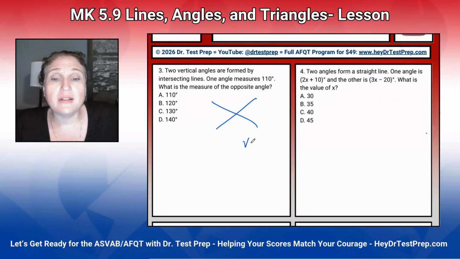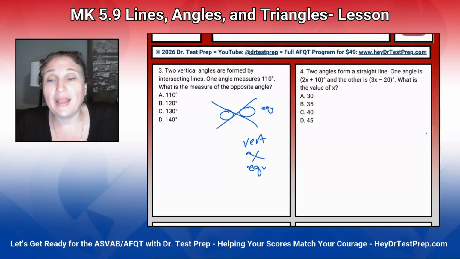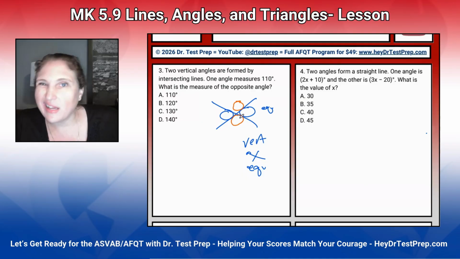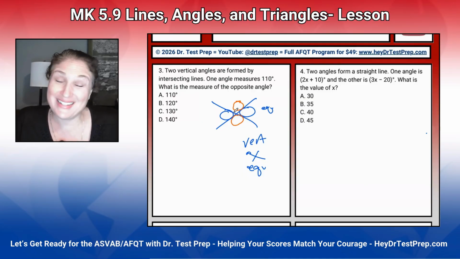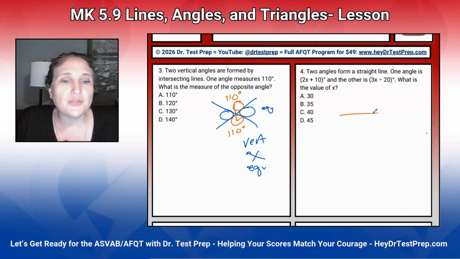All right. Two vertical angles are formed. Vertical angles form an X and they're equal. So this angle and this angle are equal, and the other opposing angles are equal to each other. It's because there are all these different straight lines that add up to 180 degrees, which I teach in my geometry class, but I'm not going to teach you for one question. So if one of these angles measures 110, what's the other angle? Also 110.